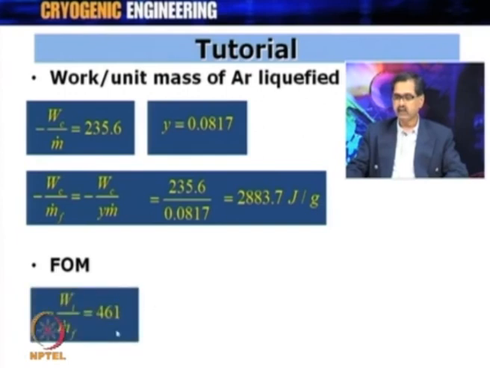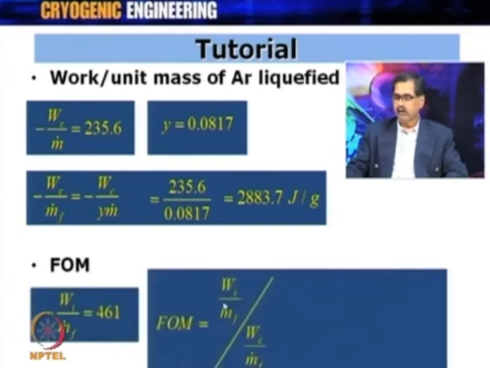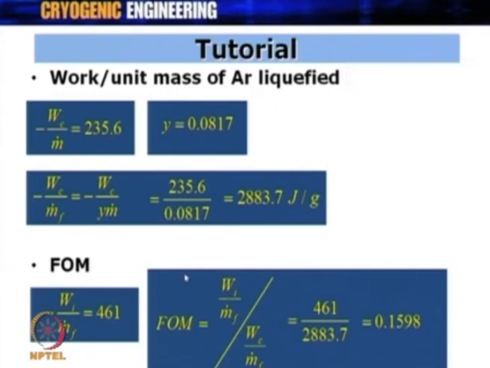The figure of merit is equal to ideal Wi upon m dot f divided by actual Wc upon m dot f. Wi upon m dot f is 461 from the ideal thermodynamic cycle, and if I put those values, what you get is a figure of merit of 0.1598. So, here we have got all the values calculated so far, that is Y, Wc, total work done, and of course, the figure of merit.